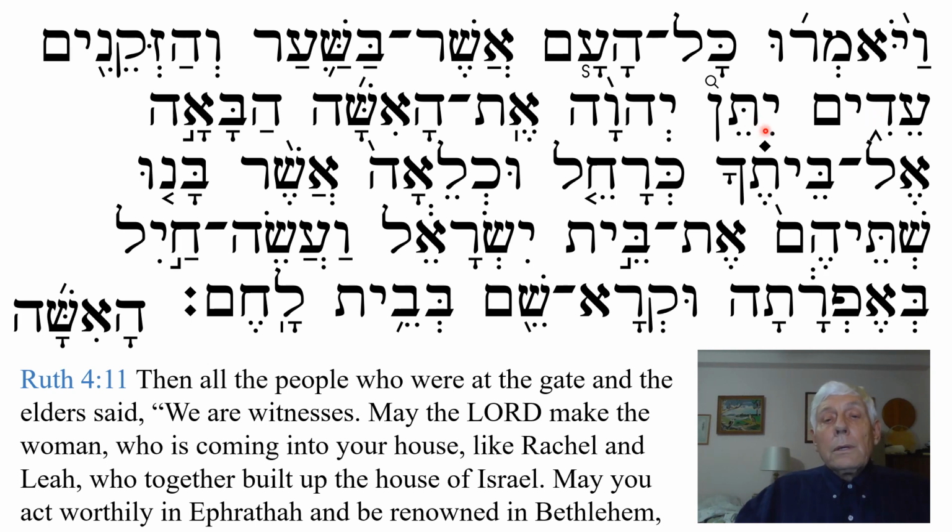And then they said, all the people who were in the gates, and the elders, we are witnesses. May the Lord give the woman, with the woman. This is a direct object marker, and it's nice to see that a direct object marker doesn't alter the formation of the next word. It's still the normal article, the normal hey with the vowel, attached onto the front: the woman. So that makes it definite. And when there's an article like this, you know we're talking about somebody that's known. In this case, this known woman is Ruth.